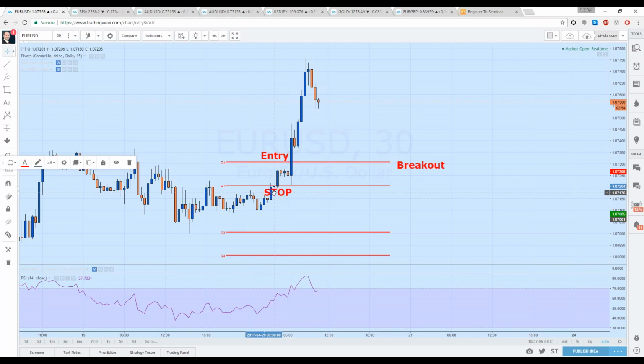Traders comfortable with tighter stops may move their risk in. Sorry, Walker, what do you mean move the risk in? By moving your stop closer to the R4 pivot.